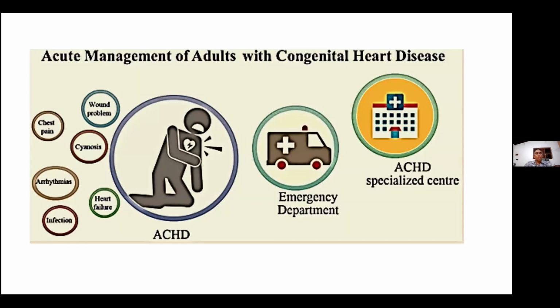So there are a few presentations we need to concentrate on that I will be addressing during the next 45 minutes. So the first one, these adult congenital heart disease patients, as we spoke last time, whether they are operated or unoperated, palliated patients, they can come with chest pain, they can come with arrhythmias, they can come with a wound infection if they have undergone surgical intervention recently, or they can come with the exacerbation of cyanosis, or they can come with heart failure and some infections like infective endocarditis.